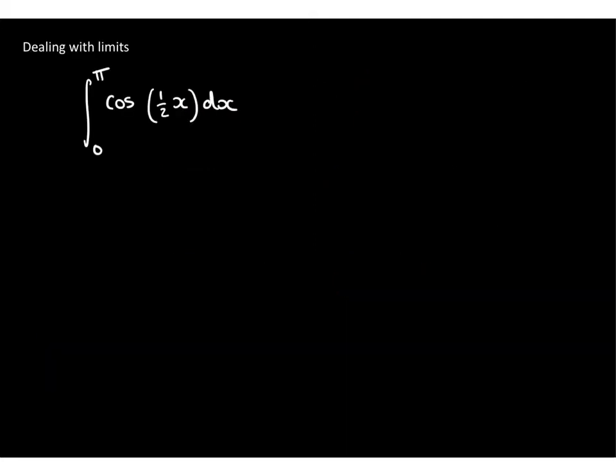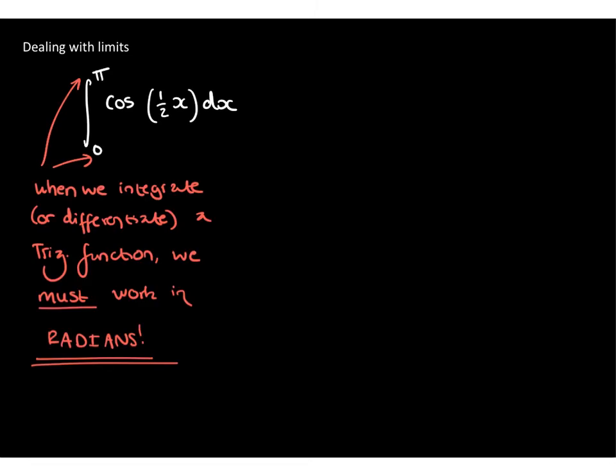So let's now have a look at an example that is a definite integral, i.e. one that involves limits. Now, one key point that we have to make very clear at the start is if we're dealing with a trigonometric function and we're either differentiating or integrating, we have to work in radians, otherwise our answers will be incorrect. So always take a moment to stop, check the mode of your calculator, check that you are working in radians whenever you integrate or differentiate a trigonometric function.